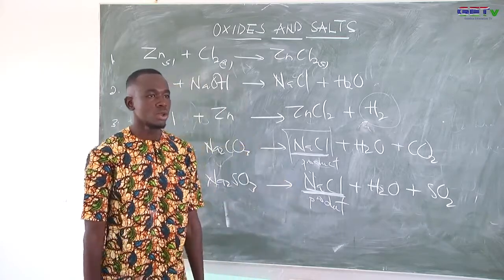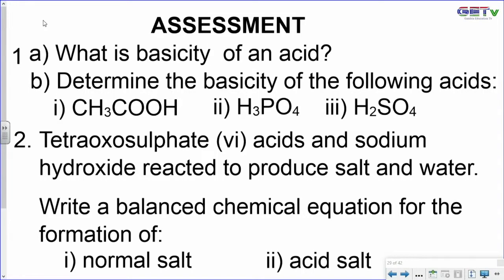Now, you can do this at home, and then the questions read, number 1A, what is basicity of an acid? Here you are asked to define briefly what is basicity of an acid. And then B, determine the basicity of the following acids. Roman figure 1, we have ethanoic acid. Roman figure 2, we have tetraoxophosphate acid. And also Roman figure 3, we have tetraoxosulfate 6 acid.